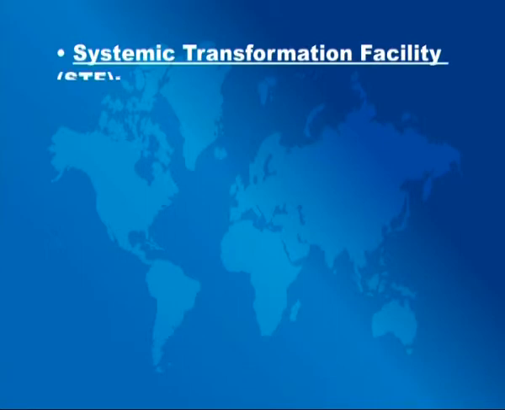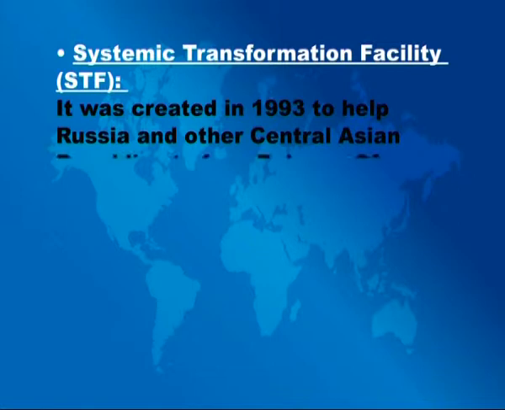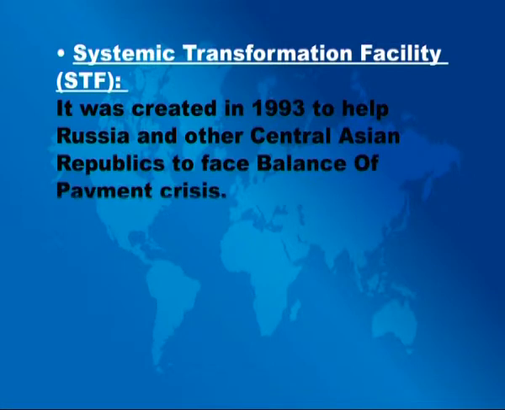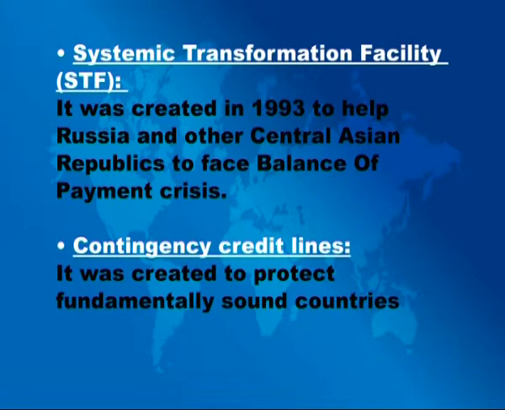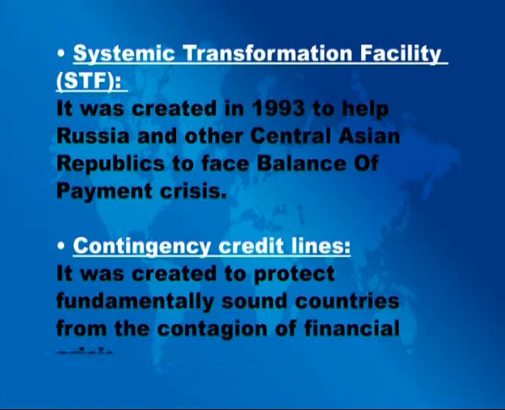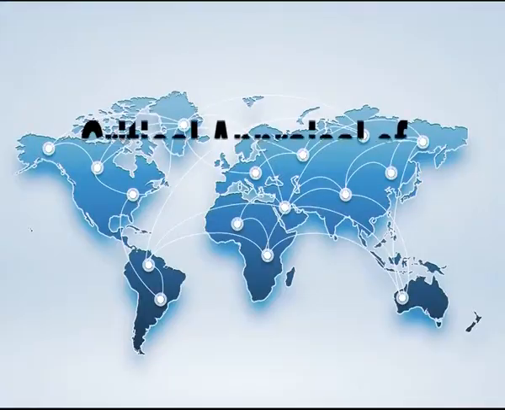The Systemic Transformation Facility or STF was created in 1993 to help Russia and other Central Asian republics to face the balance of payment crisis. The contingency credit lines were created to protect fundamentally sound countries from the contagion of financial crisis.